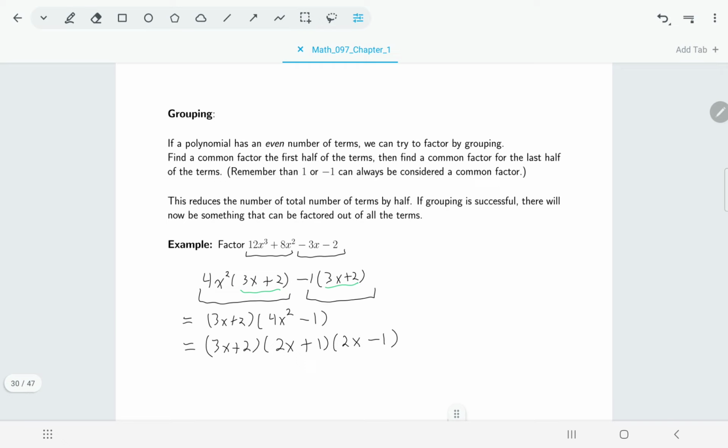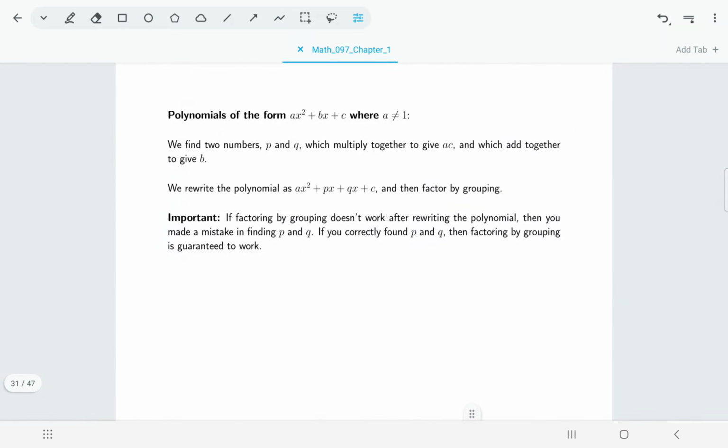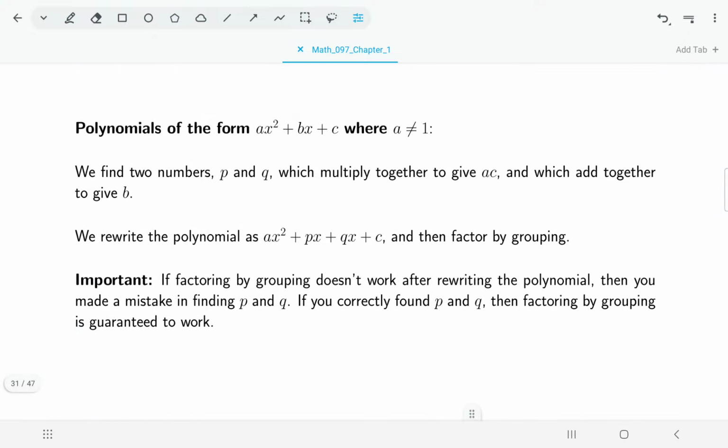So factoring by grouping is a thing that we can try when we have 4 terms. It doesn't always work, but there is one case in which it's guaranteed to work. And that's to help us factor these kinds of polynomials, ones that have x squared plus x plus constant, where the x squared term is not just x squared, but where it's got some kind of a coefficient on it.